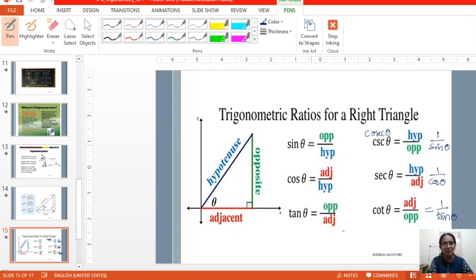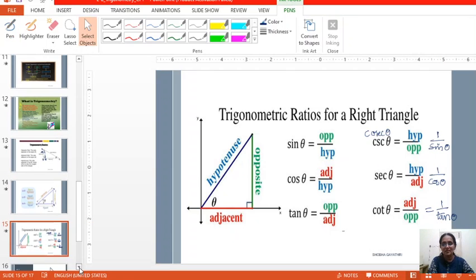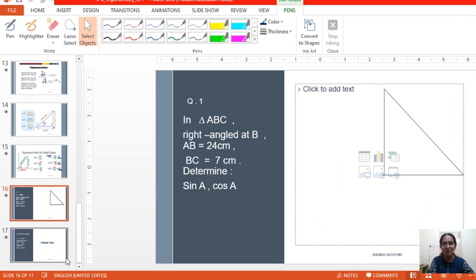Sin theta you can remember by SOH: sin theta is opposite side by hypotenuse. Cos theta equals adjacent by hypotenuse, remember by the abbreviation CAH. Tan theta equals TOA: opposite side by adjacent side. Now cosecant is the reciprocal of sin theta, 1 by sin theta. Secant theta equals 1 by cos theta. Cot theta equals 1 by tan theta. You know the 6 trigonometric ratios now. Now you are ready to solve the sum.